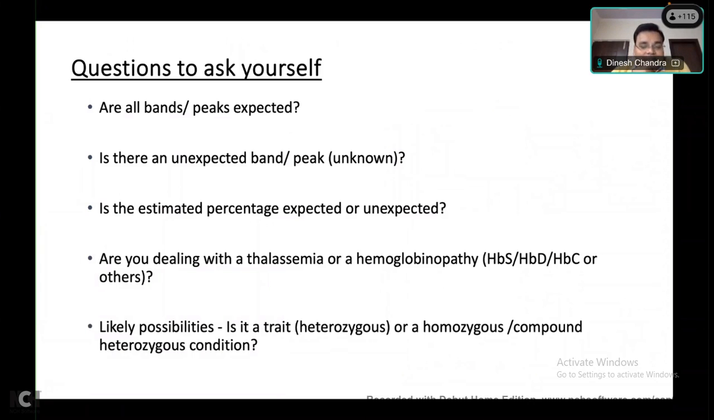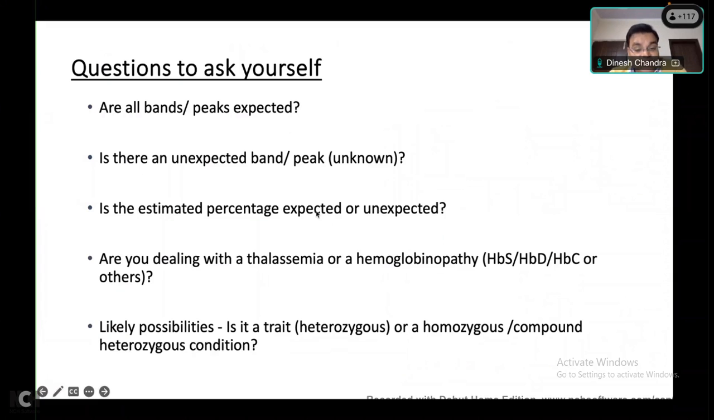When we try to interpret any type of electrophoresis or HPLC or capillary zone electrophoresis, we always ask ourselves whether all the events we are seeing are expected, or whether there is any unexpected band or peak. Whenever we talk about bands, we are talking about electrophoresis. When we talk about peaks, we are talking about HPLC. If an unexpected peak or band is there, what is the percentage of it?